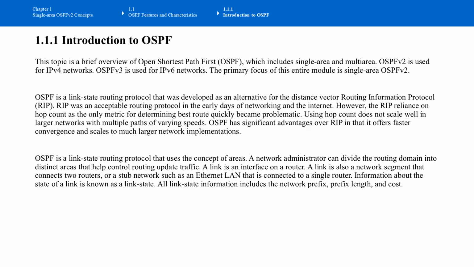OSPF is a link state routing protocol that uses the concept of areas. A network administrator can divide a routing domain into distinct areas that help control routing traffic. A link is an interface on a router. A link is also a network segment that connects two routers, or a stub network such as an Ethernet LAN that is connected to a single router. Information about the state of a link is known as the link state. All link state information includes the network prefix, prefix length, and cost.